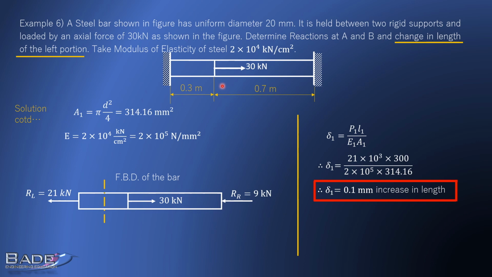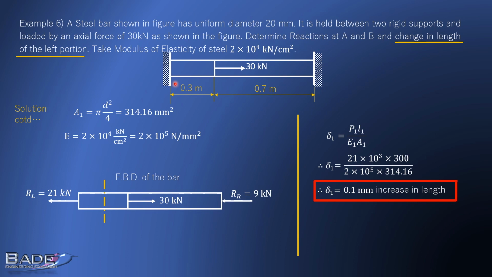Some of you will answer, simple, use the same formula, delta 2 is equal to P2 L2 upon E2 A2. True. You will get the correct answer, no doubt about that. But use little common sense.